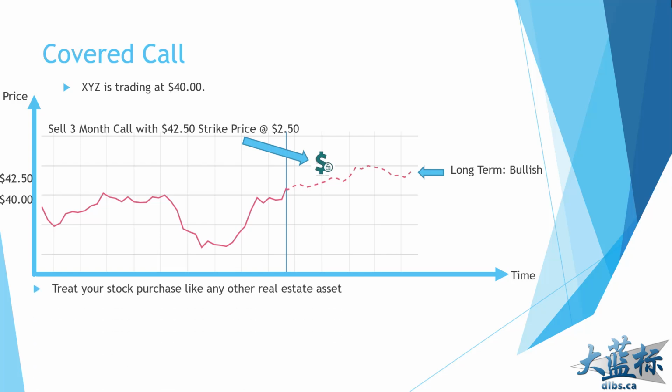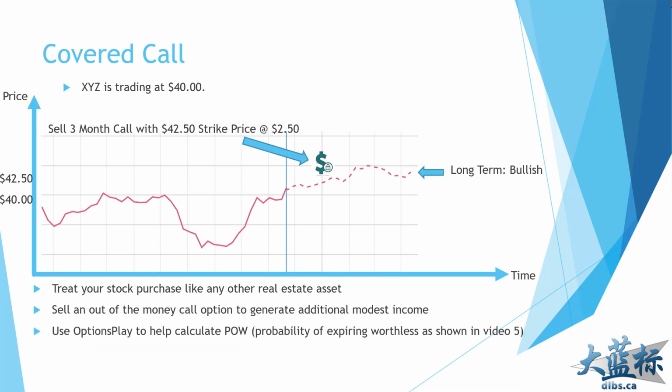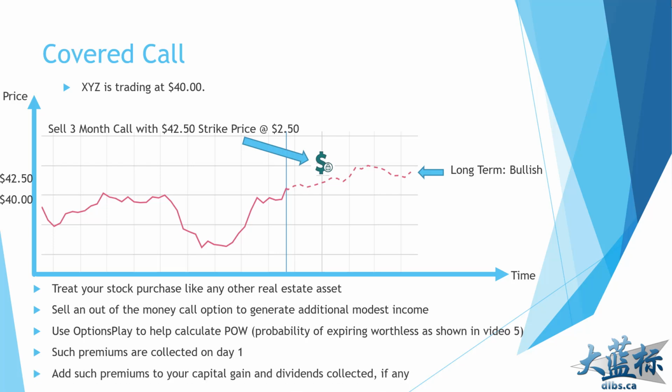So you're really treating your stock like a real estate asset. You're renting it out. So this out-of-the-money call generates income, and we can use Options Play to help calculate the probability of expiring worthless, back in video 5. And again, any premiums we sell, we collect on day 1, and it basically adds to your income above and beyond the dividends you collect if the stock pays such, as well as any capital gains that you're hoping to capture from the long-term bullish trend that you forecast.